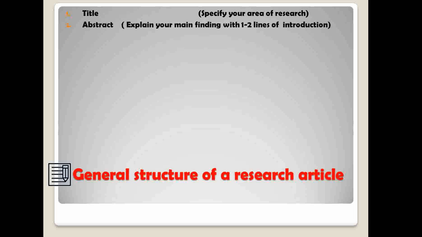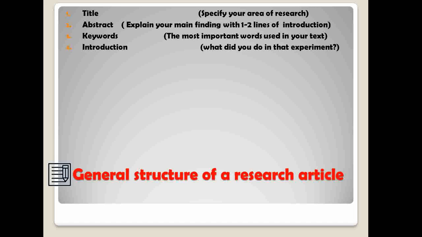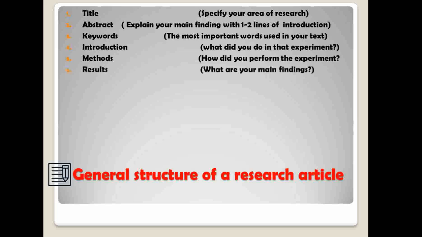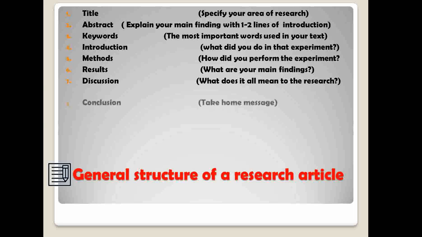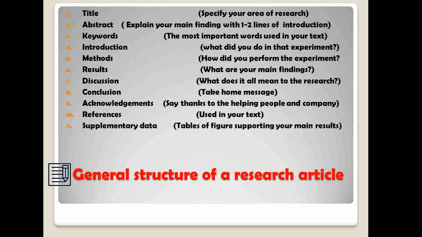Next is to develop the abstract, that is to explain the major findings within 1 or 2 lines of introduction. Then are the keywords that have been used in your paper. Next comes the introduction. Then what are the methods that you use to perform the experiment. Afterwards comes the results. Next thing is to write the discussion, then conclusion, acknowledgements, references that are used in your text, as well as the supplementary data that would be in the form of tables or figures supporting your main results.